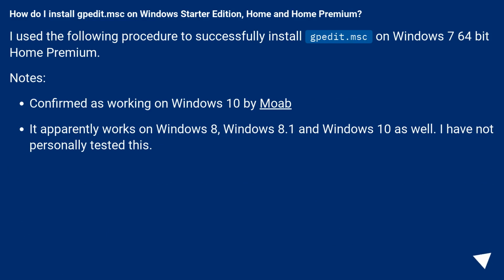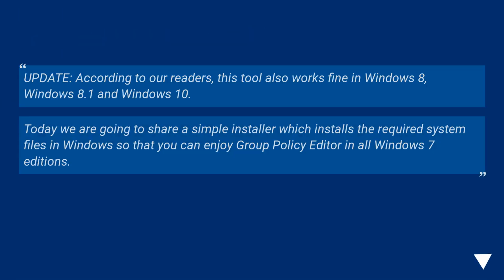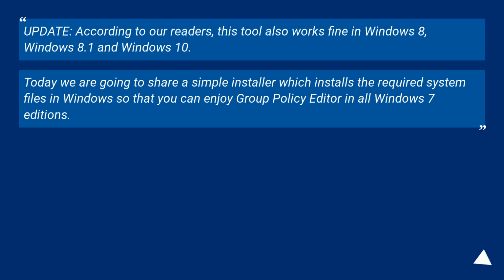How do I install gpedit.msc on Windows Starter Edition, Home and Home Premium? I used the following procedure to successfully install gpedit.msc on Windows 7 64-bit Home Premium. Notes: confirmed as working on Windows 10 by Moab. It apparently works on Windows 8, Windows 8.1 and Windows 10 as well. I have not personally tested this. Update: according to our readers, this tool also works fine in Windows 8, Windows 8.1 and Windows 10.